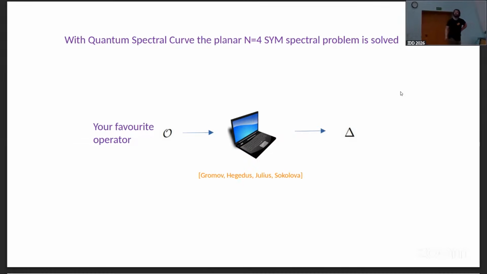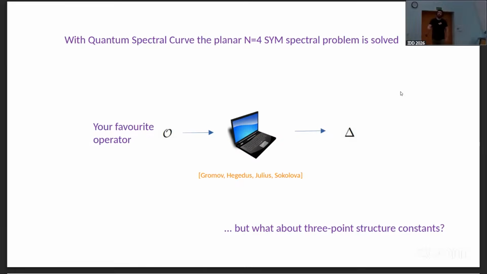In the sense that you take your favorite operator of the theory, whatever that may be, you plug it into one of the nice Mathematica packages or C++ packages that we have, and it spits out the conformal dimension. Great. But this is a conformal field theory. It's not enough to just talk about conformal dimensions. We also need to ask, what about three-point structure constants?